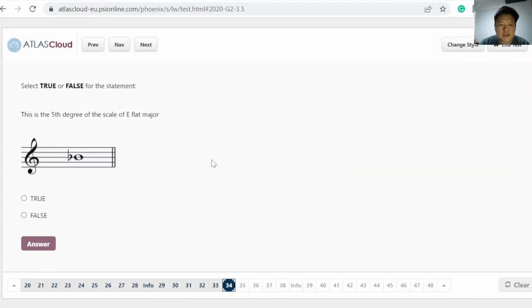Next one, this is the 5th degree of the scale of E flat major. Okay, you can start from E, F, G, A, B. So B flat, yes, it's true.